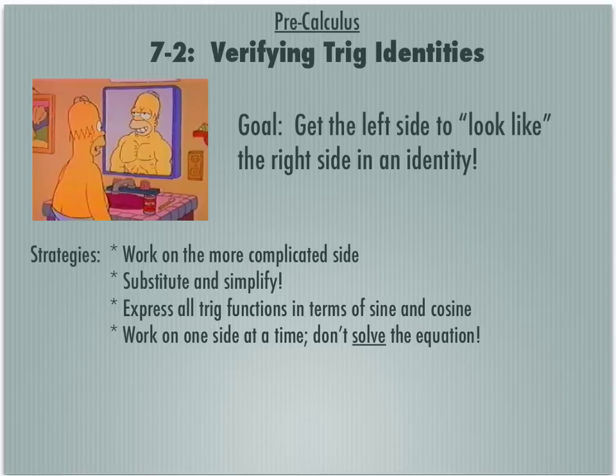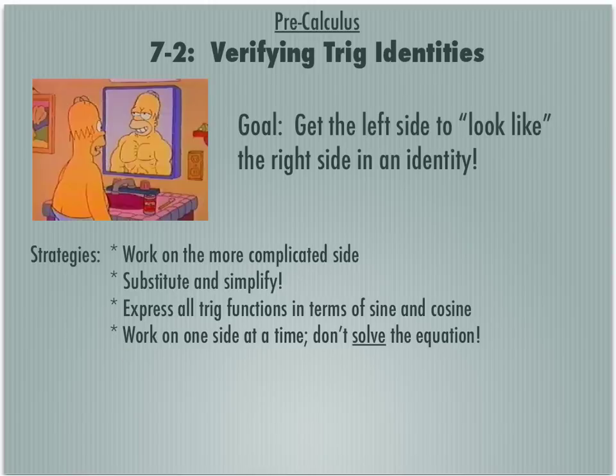So here's some strategies that we're going to do. Generally we'll work on the more complicated side, and we'll try to break that down and simplify that. We are going to substitute and simplify, so all those identities that we looked at in Lesson 7.2, we'll be employing those here. Generally, this isn't always true, but most of the time we want to express all trig functions in terms of sine and cosine. It's a little bit easier to simplify them when we do that. Won't be true in every case, and even in one of the examples we look at today, maybe not the most efficient way, but generally that's a good plan.